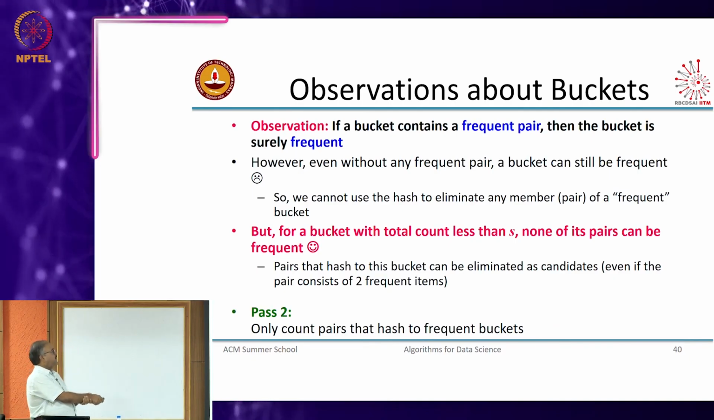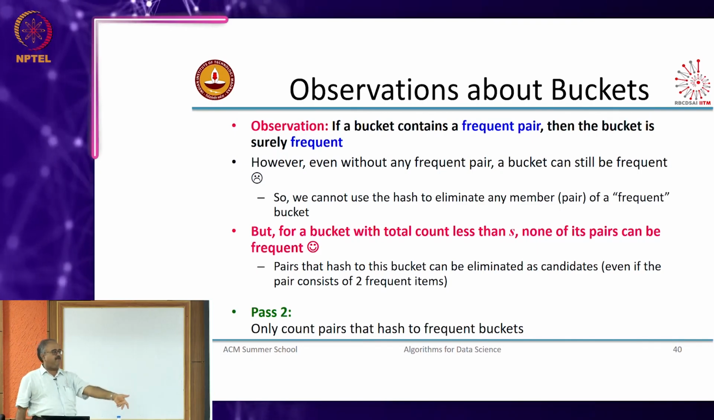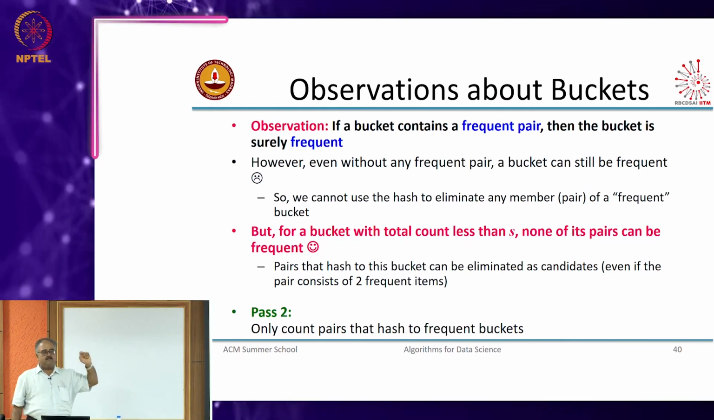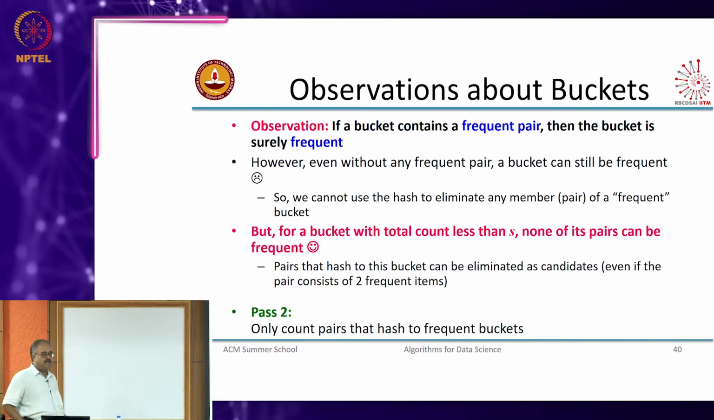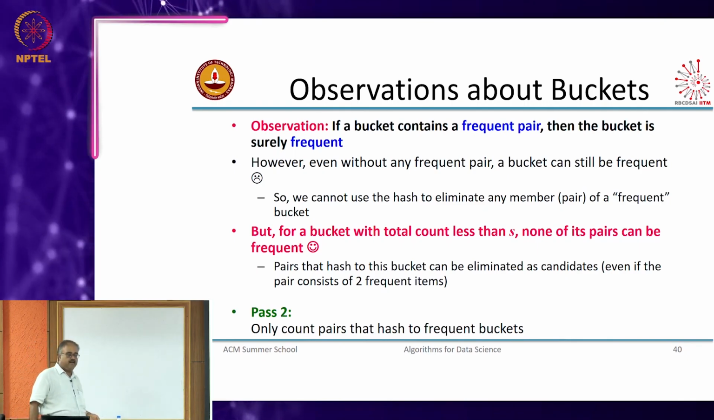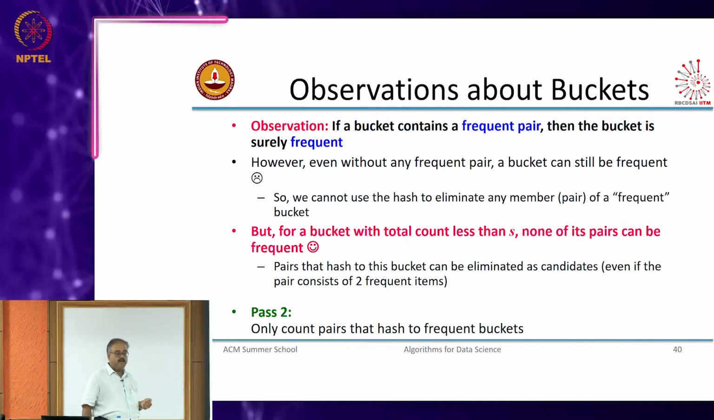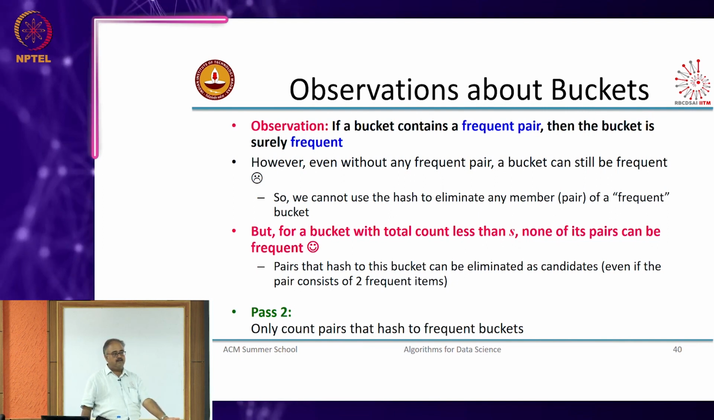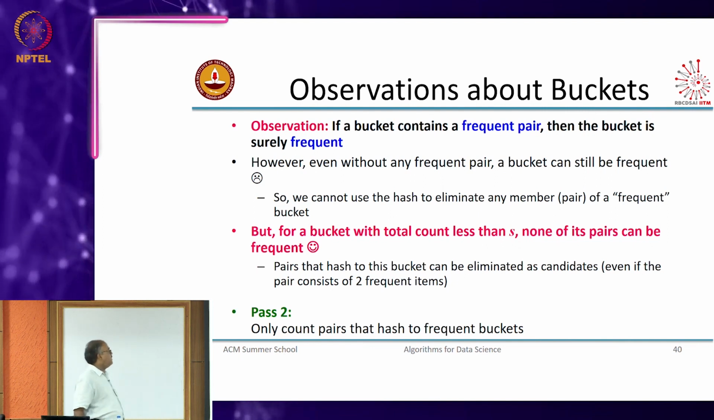If a frequent pair of items hashes to a bucket, then that bucket will be frequent, because every time you encounter that pair you will add 1 to the bucket. There might be other things: suppose the count for this frequent pair of items is 100. The bucket might end up having a count of 300, because a lot of other items are hashing to the same bucket.